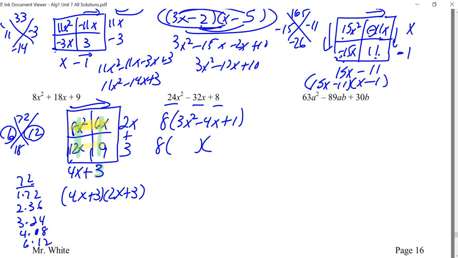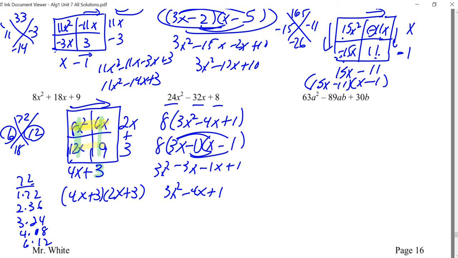Now, I don't have to do that whole x method. I know that's 3x and that's x. I know they're both negative. There's only one possible factor for 1. If you check it out, it'll work. 3x times x is 3x squared. 3x times 1 is negative 3x. Negative 1 times x is negative 1x. Negative 1 times 1 is plus 1. So that gives you 3x squared minus 4x plus 1. So that's what I'm after.